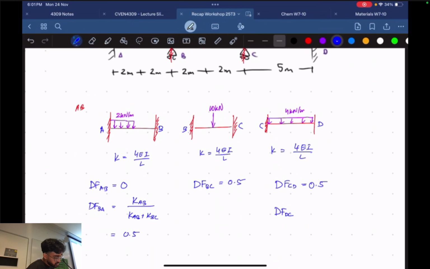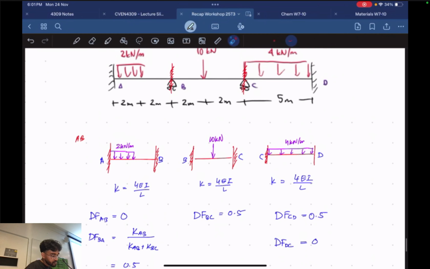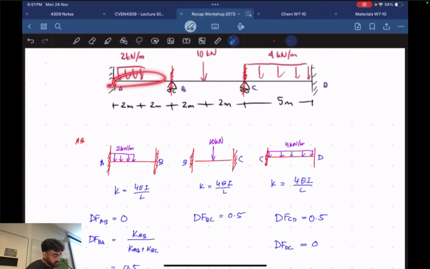So pretty much we're saying that we're starting off looking at the node D, but on the side of C. DF BC and CD should be 0.5 because the lengths are the same. Oh, so this one, BC and CD. Gotcha. Okay, so this one should be different.